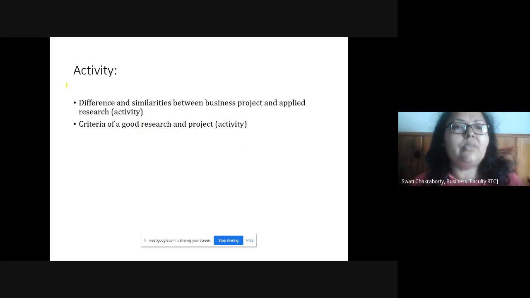Now we look into the activity. These are the two activities which you should be doing: find out the differences and similarities between business project and applied research, and what the criteria of a good research and project are. Okay, that's all that we have for you.